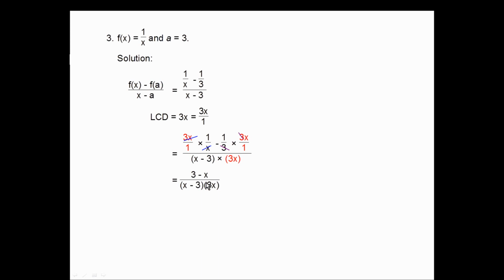Okay? Notice these look very much alike. They're opposites of each other if you think about it. Remember how we fixed this when we were doing fractions? Factor out the minus sign. So negative 1 times x minus 3. Now the x minus 3's will cancel. And I'm left with negative 1 over 3x. That's your final answer. That's the end of section 2.2.